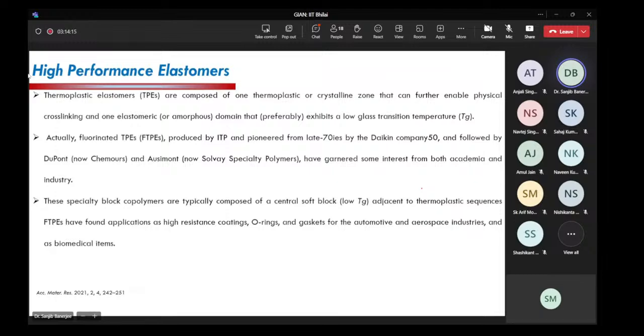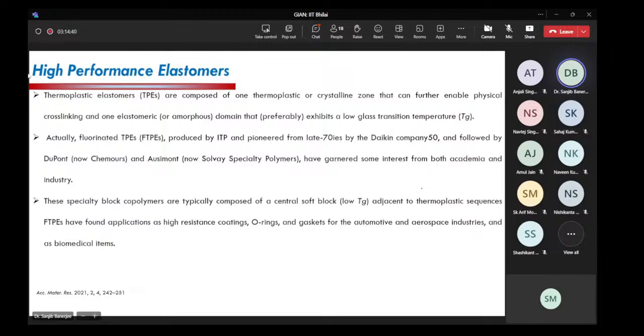Now there are some high performance elastomers which I would like to mention. There are many companies which work on this kind of topics. There are companies such as Daikin, DuPont, Arkema, Solvay, and all those. They work on this kind of topics. These materials, high performance elastomers, generally have very low glass transition temperature.